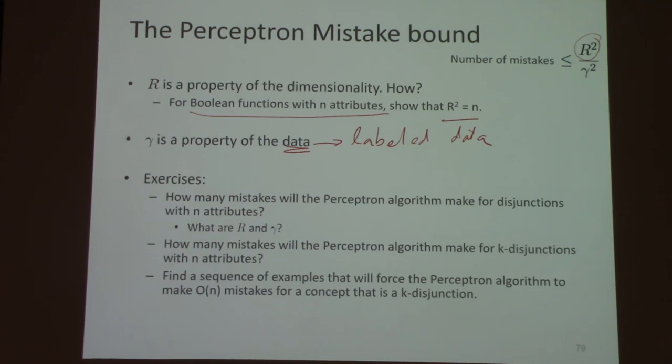You can now start asking the same question about specialized families of Boolean functions that you know are linearly separable, like k-disjunctions. We saw k-disjunctions probably last week. And this is a tight bound, so I want you to be adversarial to the perceptron algorithm. Find a series of examples that will force the perceptron algorithm to make the maximum number of mistakes. In this case, it's O of n, because r squared is n. So the number of mistakes is less than or equal to r squared over gamma squared, which is n over gamma squared, which is O of n. So try to find a sequence that will fool this algorithm. To make your life easier, just consider 2 or 3 dimensional examples.